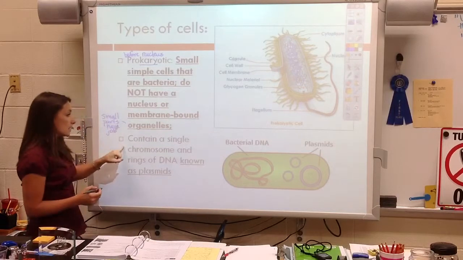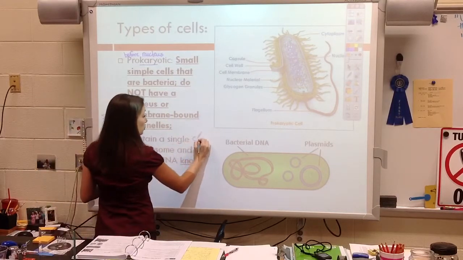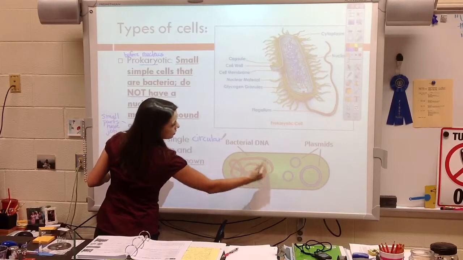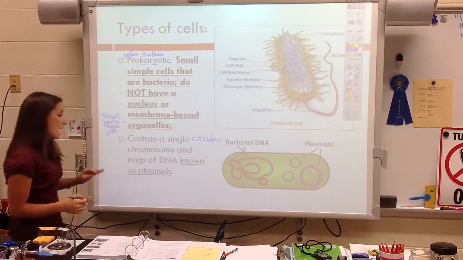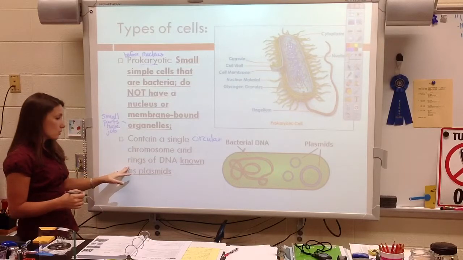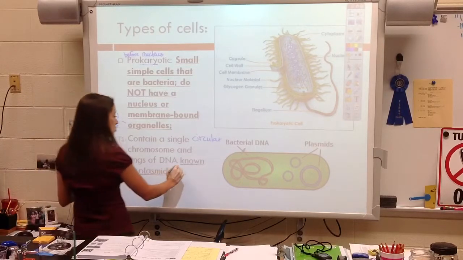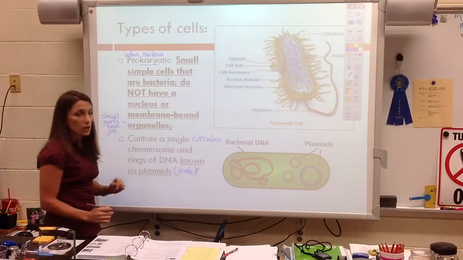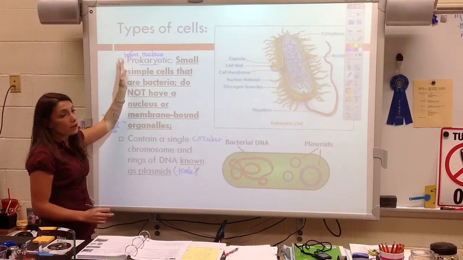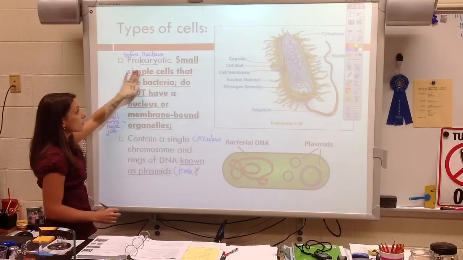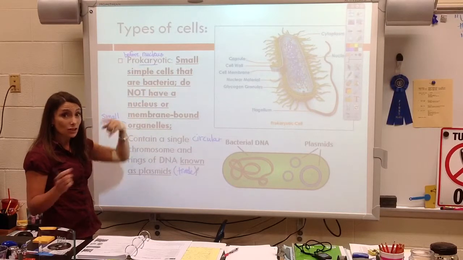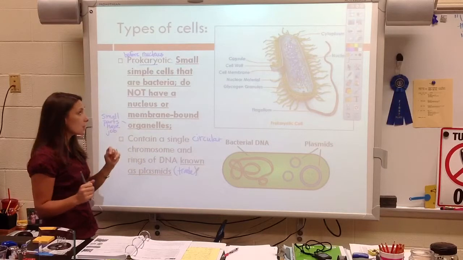They contain a single, let's add in the word, circular chromosome. Here we can see the circular chromosome. And they have rings of DNA known as plasmids, and they can actually trade these with each other. So what we want to know about prokaryotic cells is they're small, they're simple. They are bacteria, both archaebacteria and eubacteria, two different types.